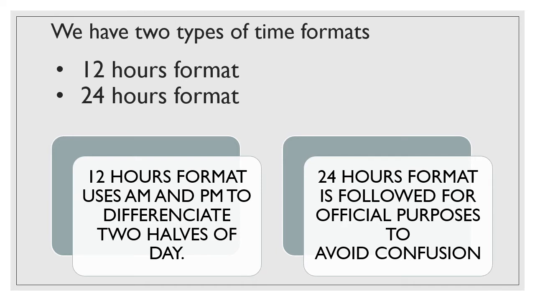We have two types of time formats again. 12-hour format and 24-hour format. The 12-hour format uses AM and PM to differentiate the two halves of a day. The 24-hour format is followed for official purposes to avoid confusion.